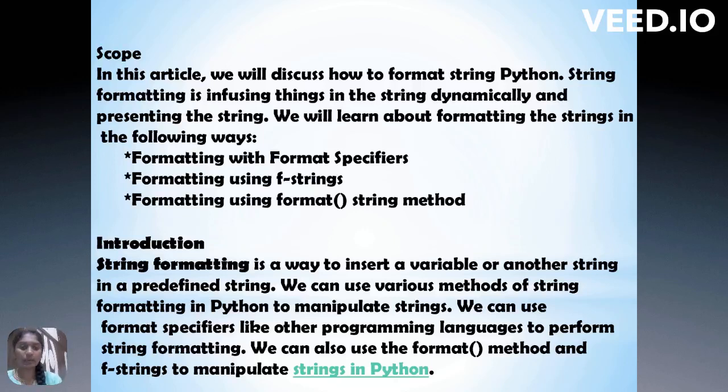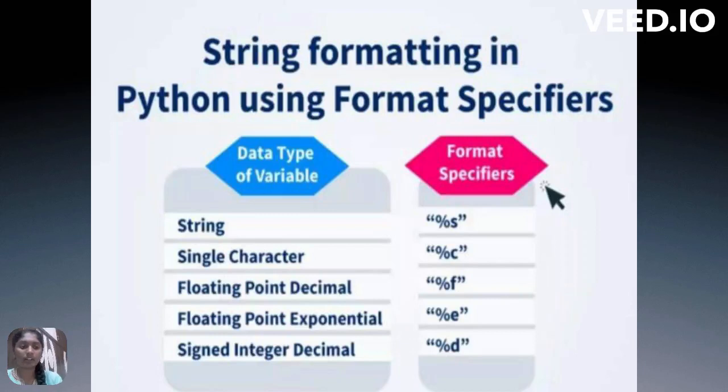Now let us see string formatting in Python using format specifier. Like other programming languages, we can also use format specifiers to format strings in Python. Format specifiers are used with the percentage operator to perform string formatting. The percentage operator, when invoked on a string, takes a variable or tuple of variables and places the variables in the specified format specifier.